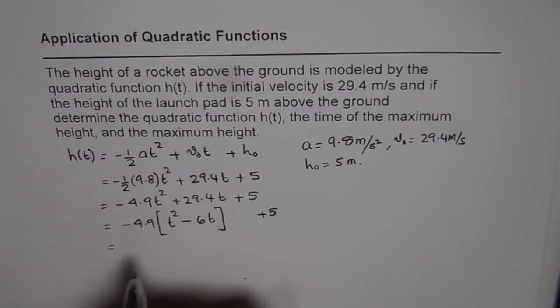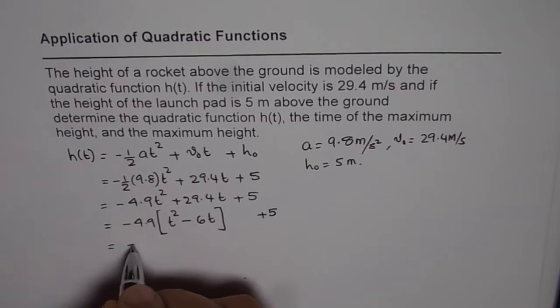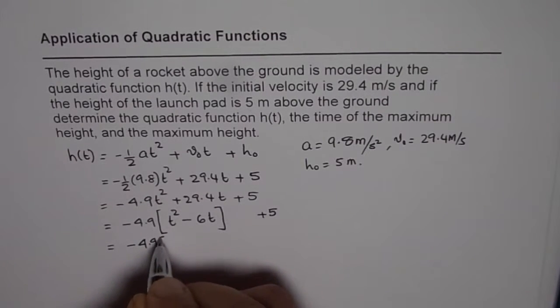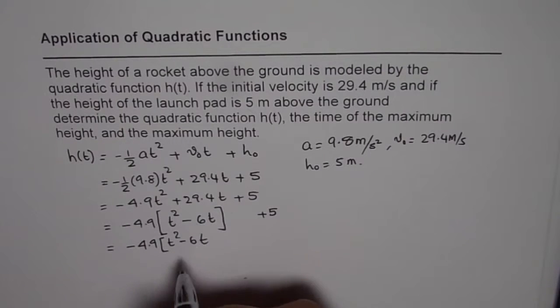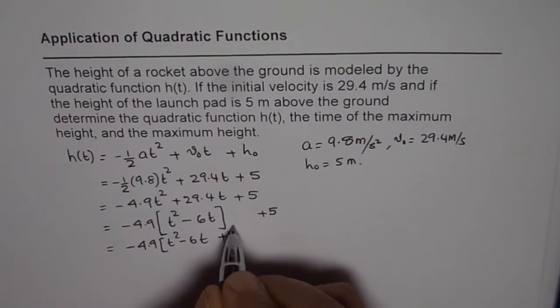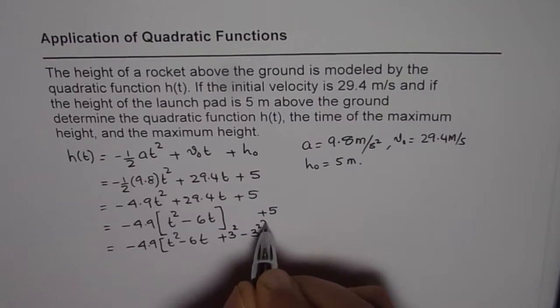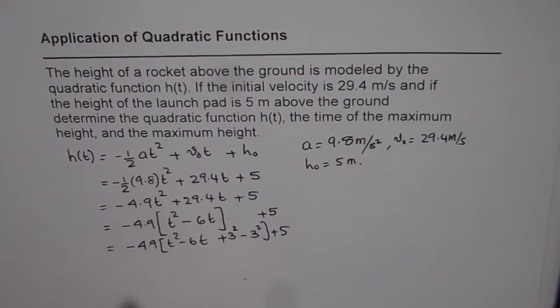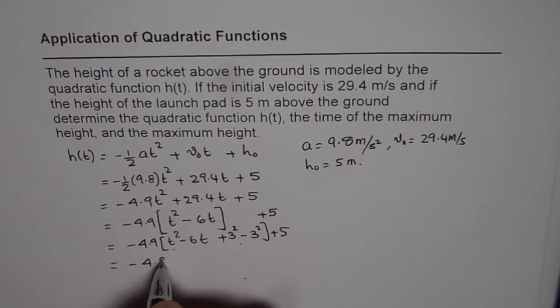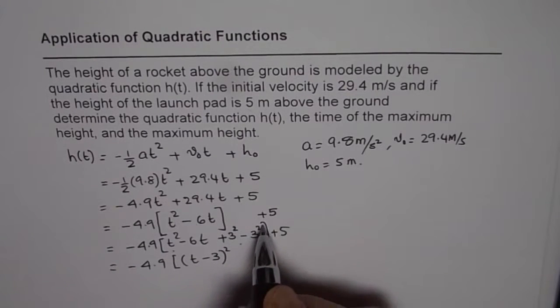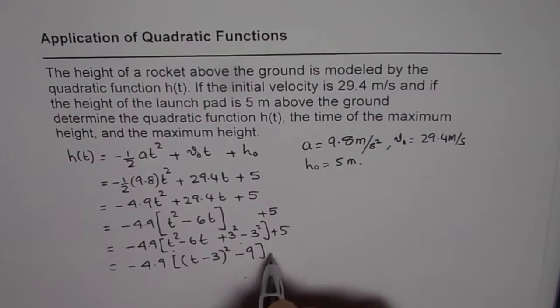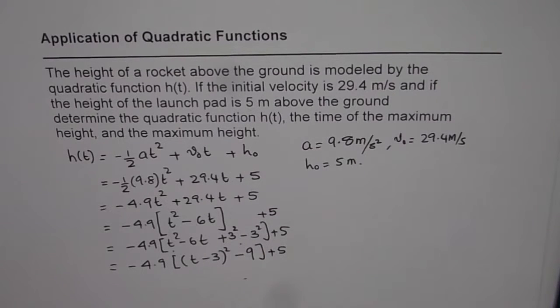Next step is do half of minus 6, right? So we get minus 4.9 t squared minus 6t. Half of 6 is 3. So we'll add 3 squared and subtract 3 squared plus 5, correct? Now you know these three terms form a perfect square. So we get minus 4.9, and here we can write t minus 3 whole square, and minus 3 squared gives us minus 9 plus 5. So that becomes our equation.